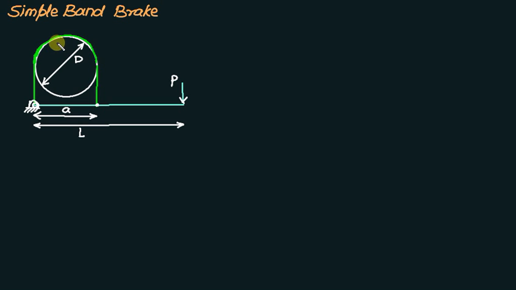Assume that the drum is rotating in a clockwise direction. If the drum rotates in a clockwise direction, the friction will be in the opposite direction. So this is the T max, and this side we have a tension equal to T minimum. This is the contact angle theta. In this case it equals pi. It can be different for different arrangements.